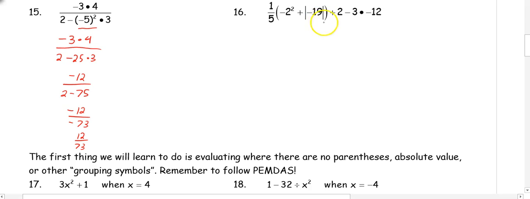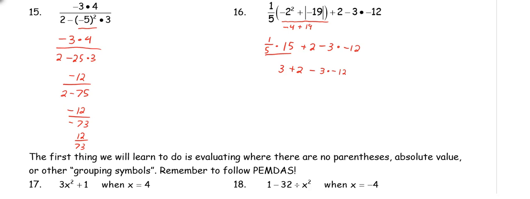So first we're going to do our grouping symbol in here. Negative 2 squared. Remember, it's not in parentheses, so we're just squaring the 2, which is 4, with the negative out front, so we have negative 4, plus the absolute value of negative 19, which is 19. When we add those together, we get 15. So we have 1/5 times 15 plus 2 minus 3 times negative 12. When we multiply, 1/5 of 15 is 3. So 3 plus 2 minus 3 times negative 12.